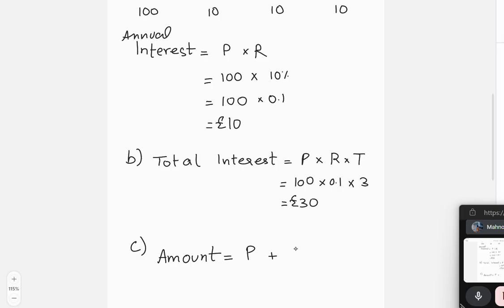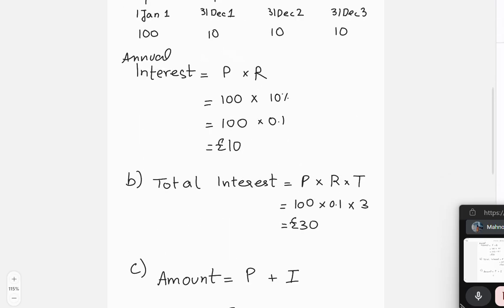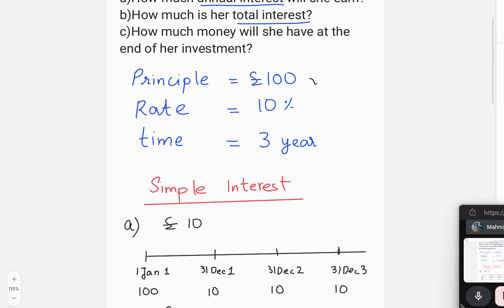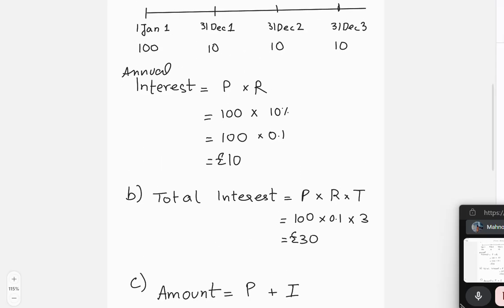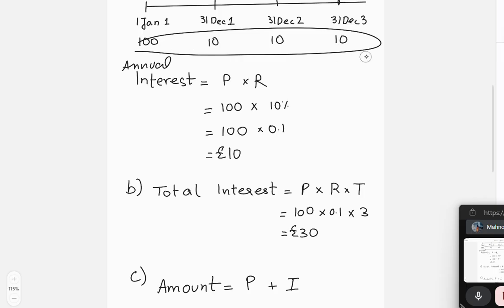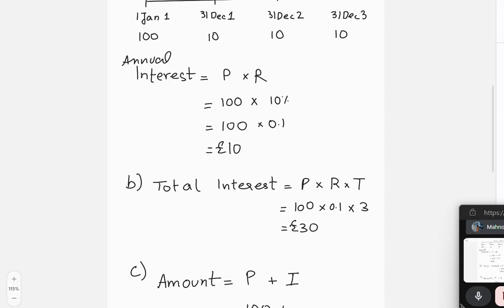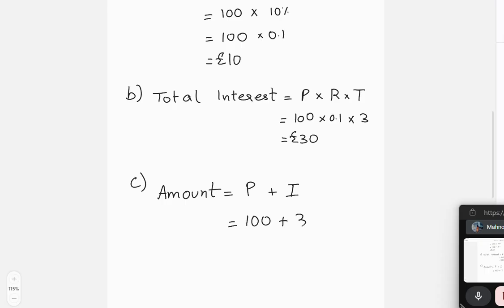So we represent the total interest with letter I only. So the principal, how much was the principal? How much did she invest? She invested 100. And how much total interest did she get? We worked it out in part B. She has earned £30, and you can even see that from this timeline. She invested this and she got this in return. So she's getting both the principal back and the interest back. So altogether, she has £130 in total.